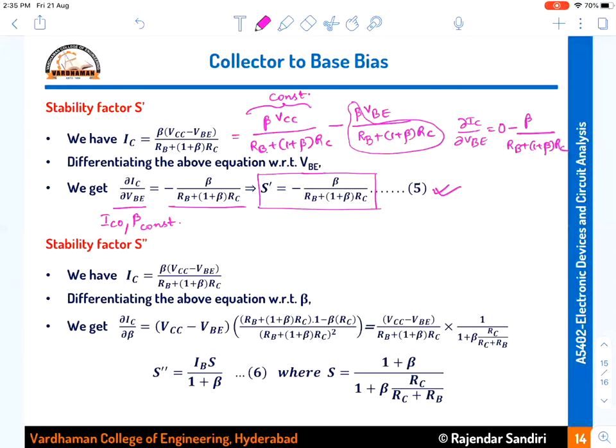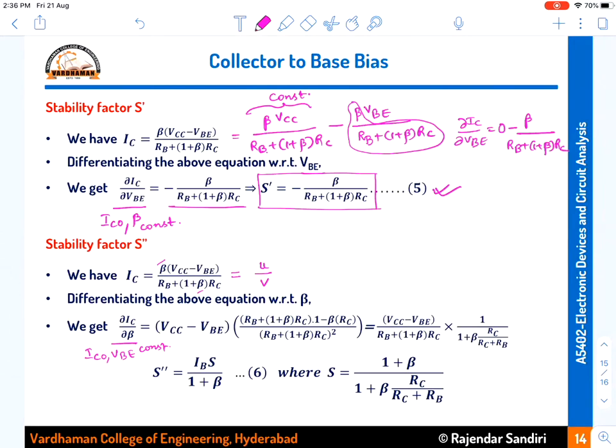The same equation you take and differentiate with respect to beta. Now when differentiating with respect to beta, IC naught and VBE are treated as constants. In this equation, VCC minus VBE is constant, but we have a beta term in the numerator and also a beta term in the denominator. It is almost like a u by v formula. I want to differentiate this equation with respect to beta, where beta is in the numerator as well as the denominator, so you have to apply the u by v differentiation formula.